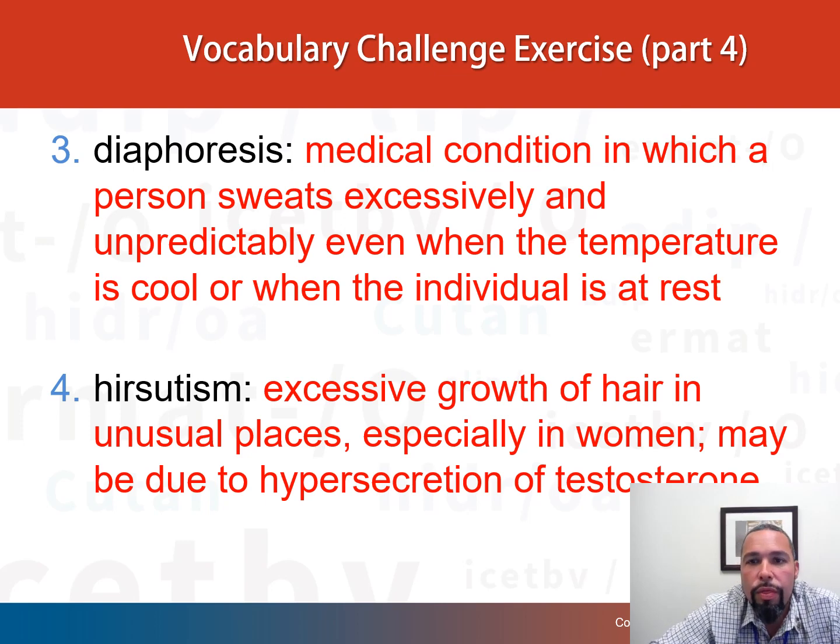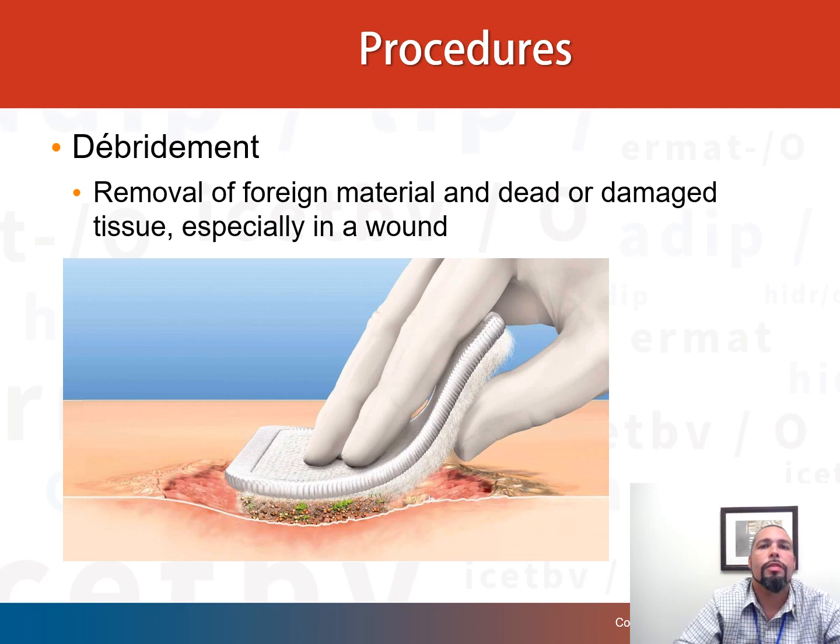Hirsutism, excessive growth of hair in unusual places, especially in women, may be due to hypersecretion of testosterone. Remember, women are supposed to have more estrogen, and men are supposed to have more testosterone. So a woman with a higher level of testosterone will have abnormal hair growth where it shouldn't be growing. So a woman shouldn't have this nice goatee like I have, but if she has high testosterone, then she probably will.